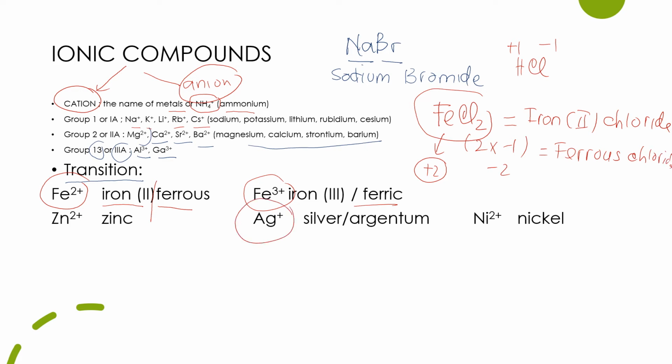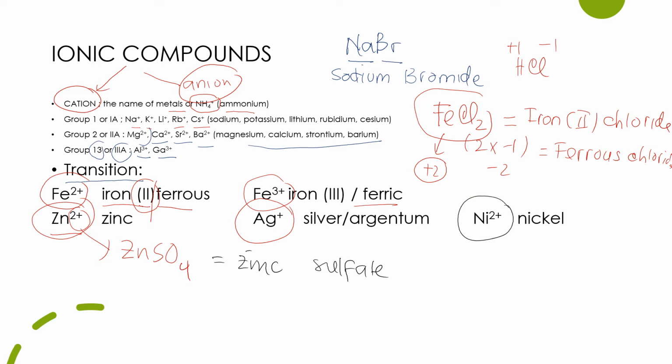For silver, +1; zinc, +2. For example, ZnSO4. Because zinc has only the value +2, there is no other value, so we don't need to put the oxidation state in the name. So for ZnSO4, the name is just zinc sulfate. We don't need to write the oxidation state 2 here.